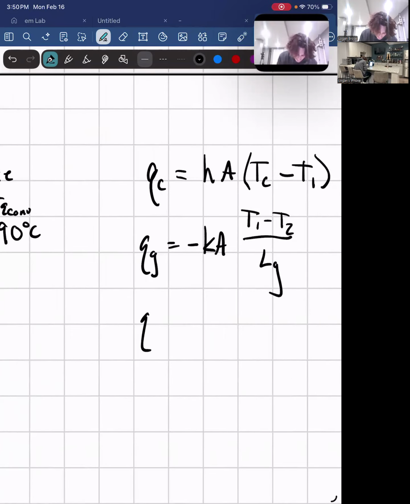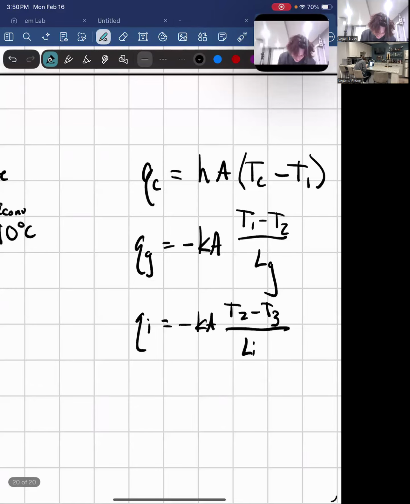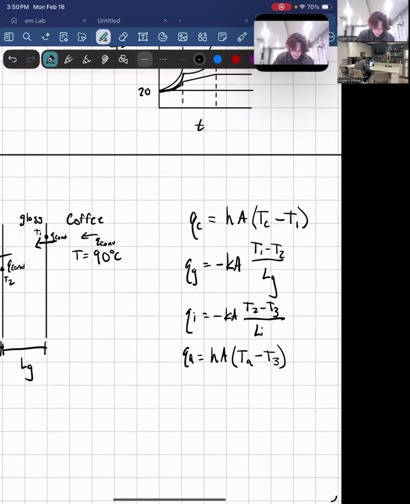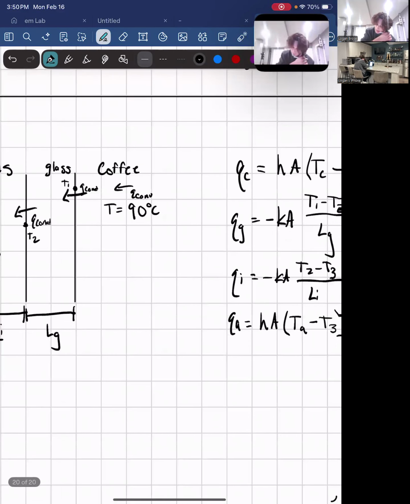And then we have our insulation. So that again is minus Ka, and then it's T2 minus T3 over the length of our insulation, this value here. And then finally, we have our last convection, which is the Q of the air, which is HA, and then it's T air minus T3. So this is what we have.